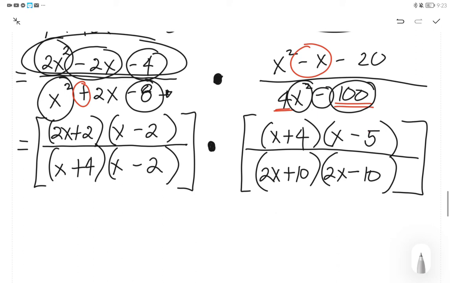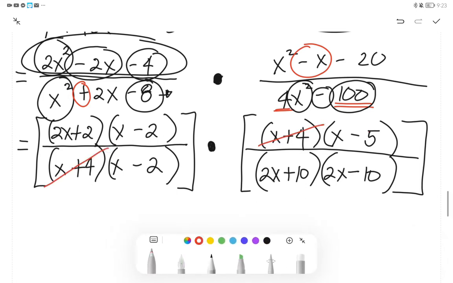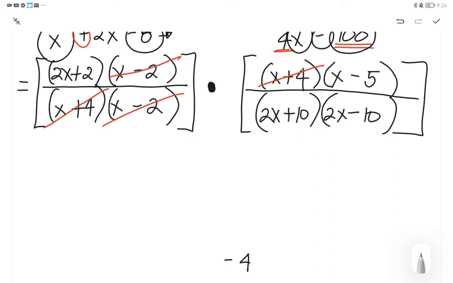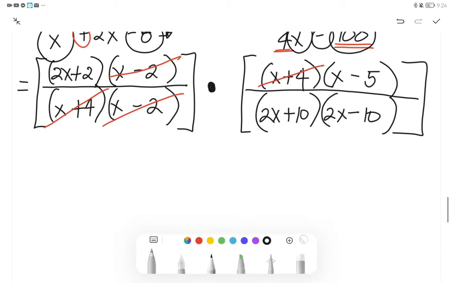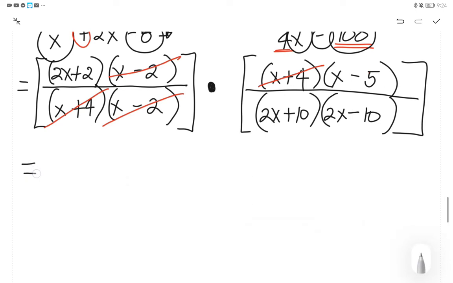Cancel out or divide common factors in numerator and denominator. Now we have here x plus 4. We also have x minus 2. And there you have it. We only have 2 pairs nga parehas in both numerator and denominator. Now let's write the factors so we can proceed to the 5th step.